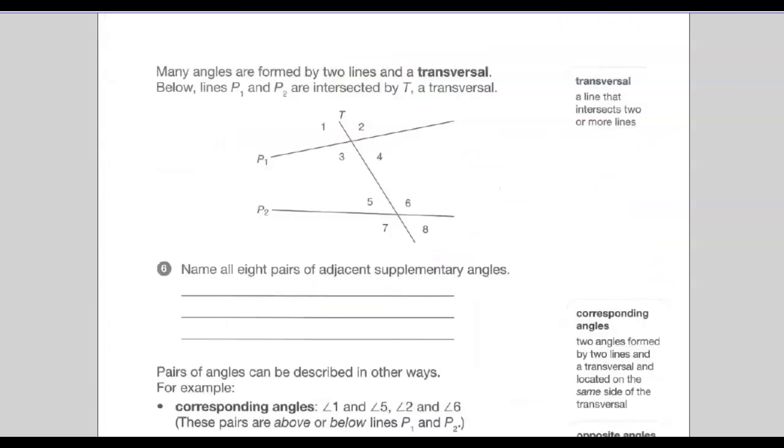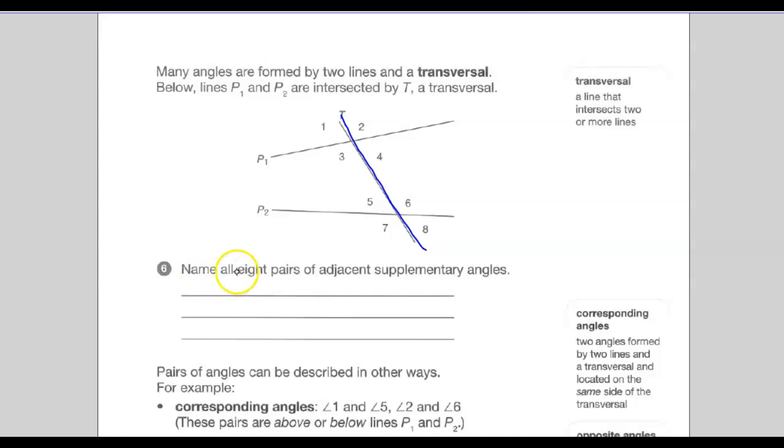Then it says many angles are formed by two lines and a transversal. Below, lines P1 and P2 are intersected by T, a transversal. So it just means it crosses over. If you think of the Trans-Canada Highway, Trans-Canada means it goes all the way across Canada. So this line is going all the way across the two other lines, P1 and P2.